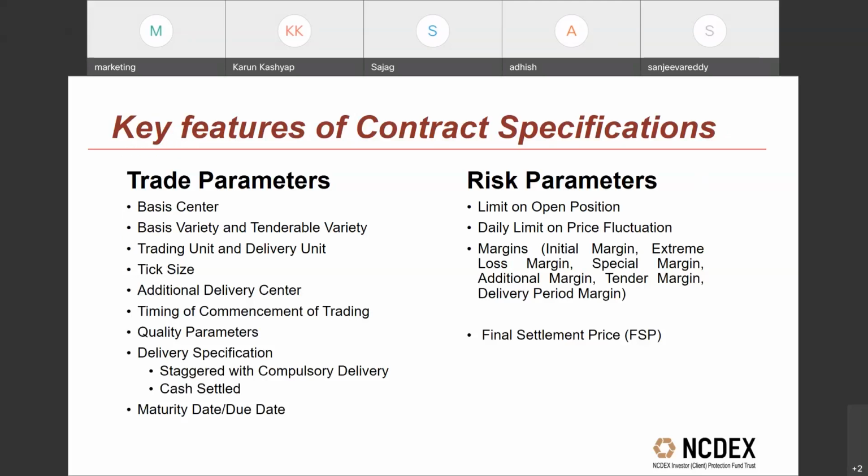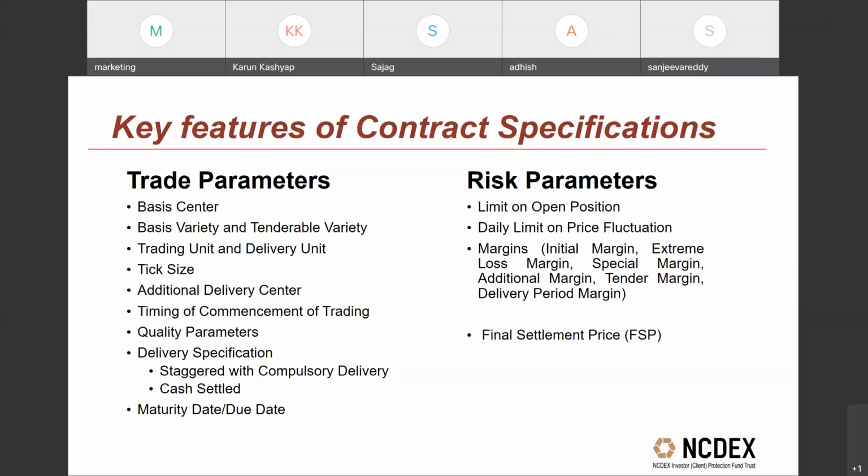So what are the key features of the product contract specifications? We have designed a product, but what are the main things? How do we design a product? In designing a product, say mustard oil, how will the contract of mustard oil be traded? We first decide on the basis center, which means the mandi whose price will be traded. For mustard, it is say Jaipur. So the price of Jaipur is traded on the exchange platform.